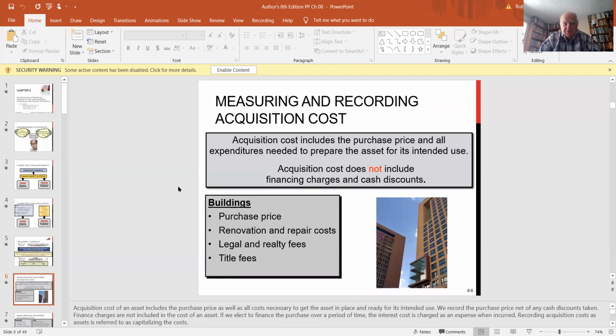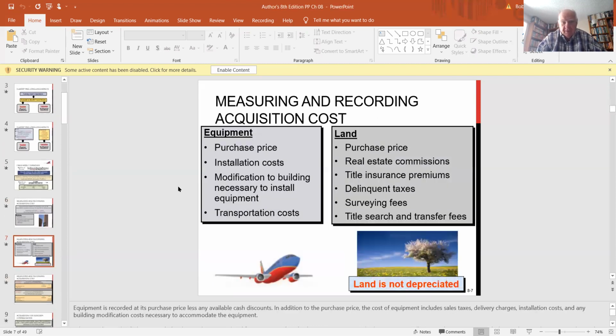Measuring and recording acquisition cost. Just like we might have talked a little bit about in the world of raw materials or merchandise we purchase, the acquisition cost of a fixed asset very often goes beyond what the vendor charged you for the machine. For example, besides the purchase price, there could be renovations that we need to do at our own factory to bring this machine in. There may be some repairs we need to do first. There could be title fees, there could be legal fees. There could be all kinds of different things with a building. With equipment, you might have installation costs.